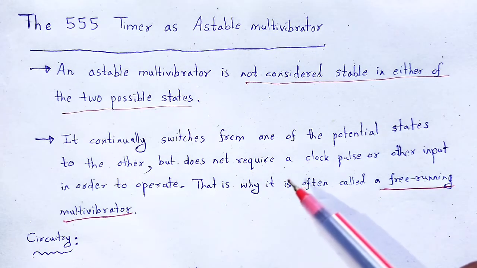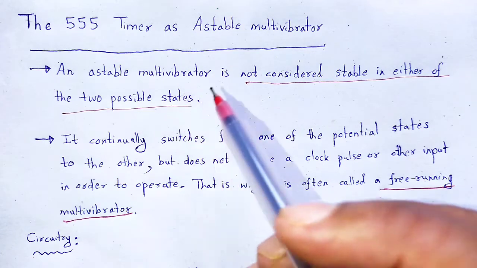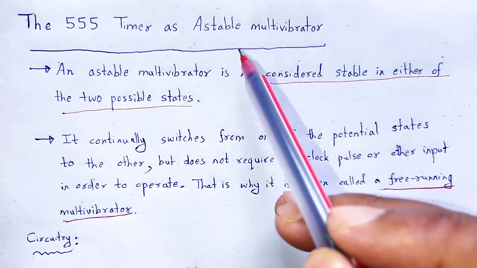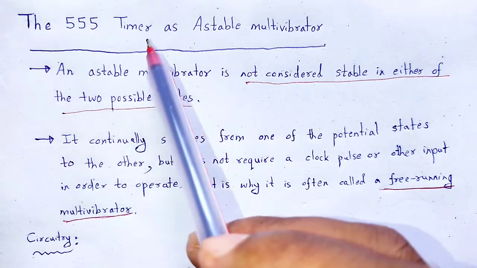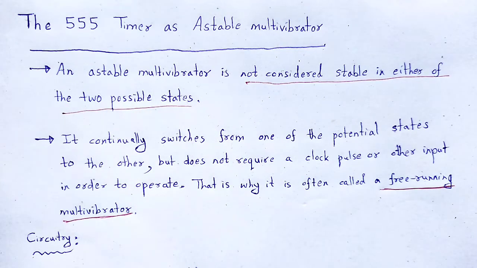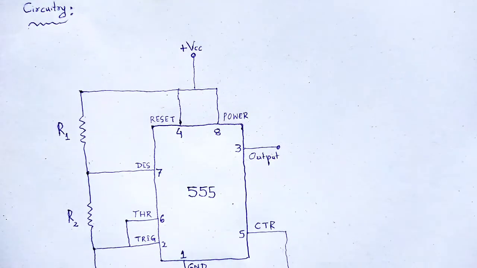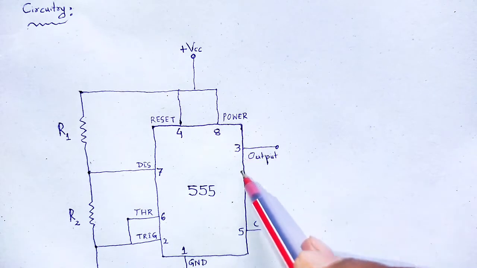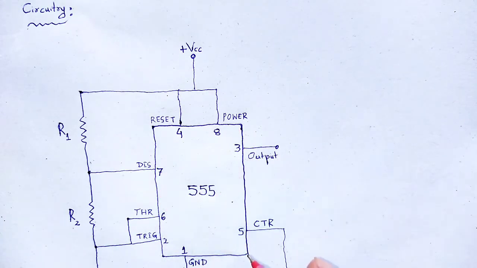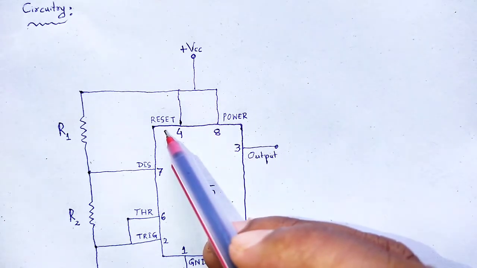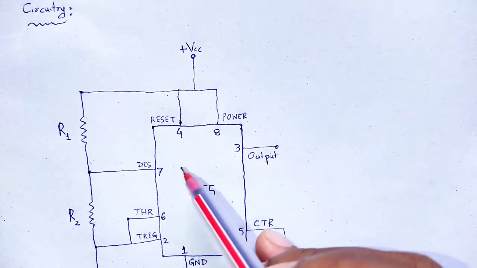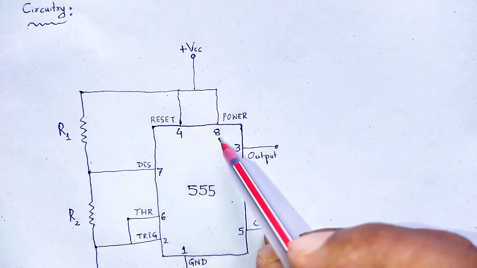Now, what will be the circuit of astable multivibrator by taking 555 timer IC? This is the pin configuration of 555 timer IC. 8 pin: 1 ground, 2 trigger, output, reset, control, threshold, discharge, power.